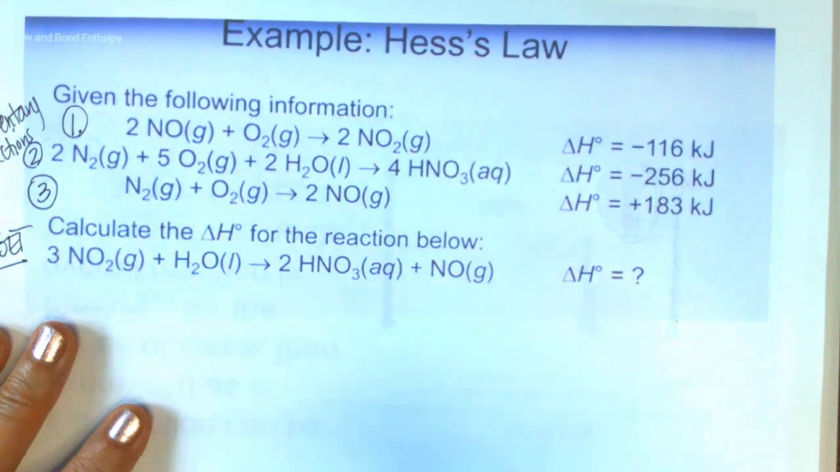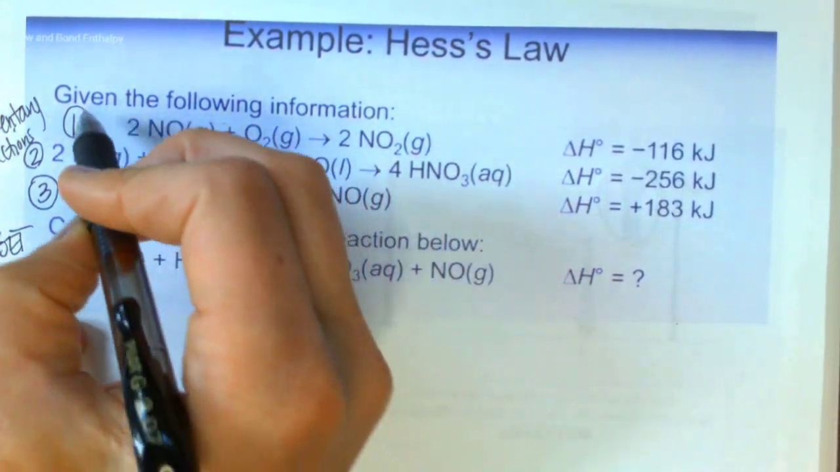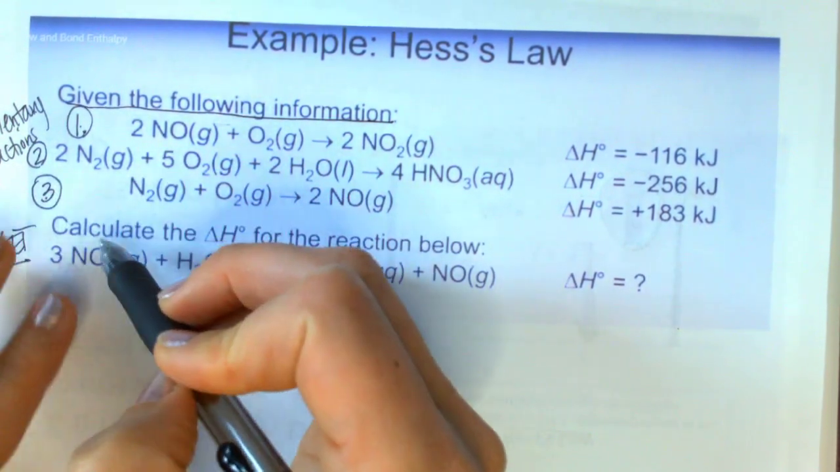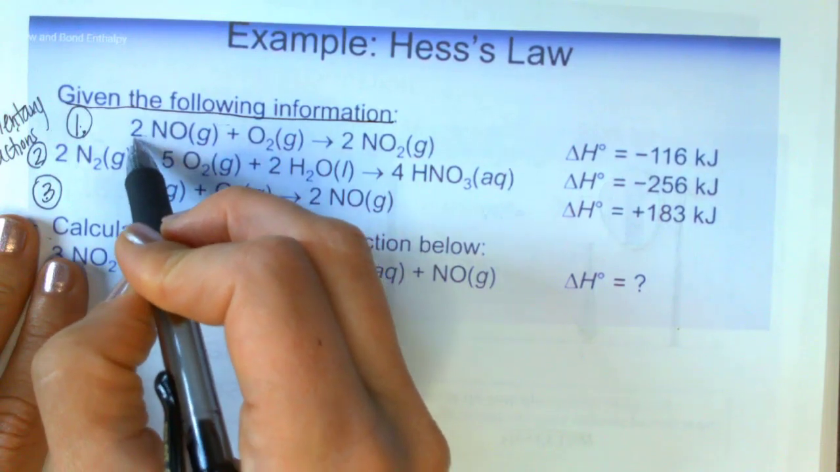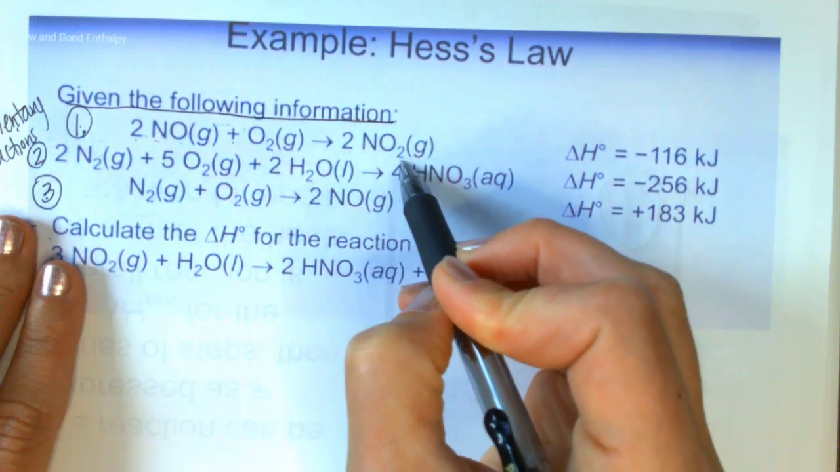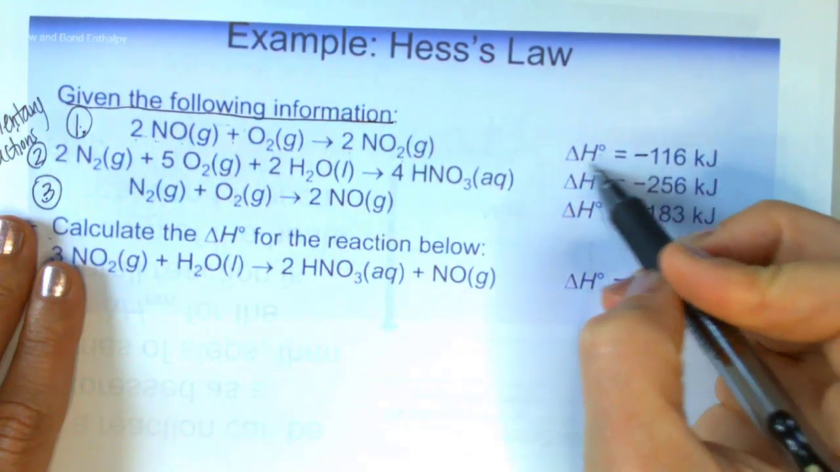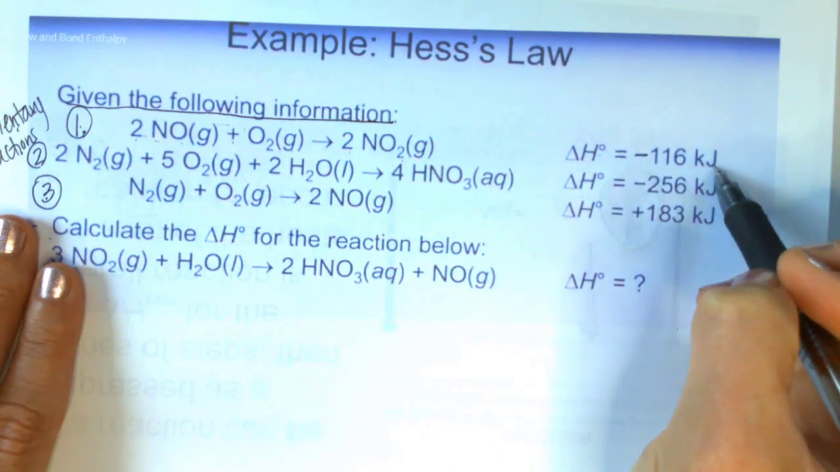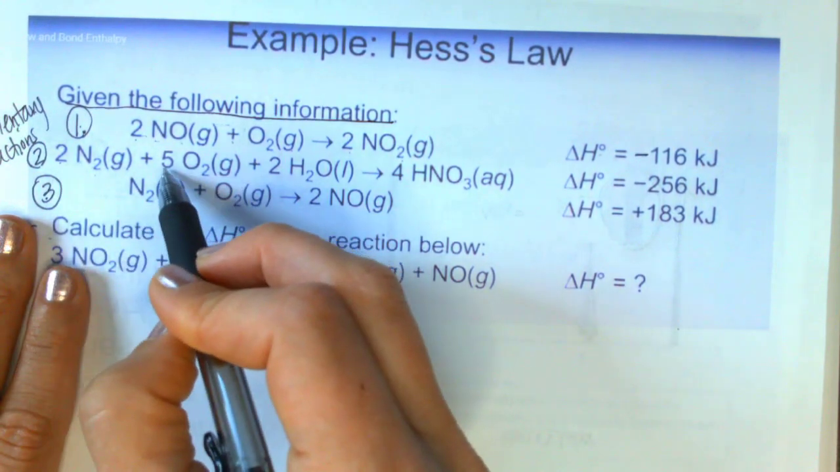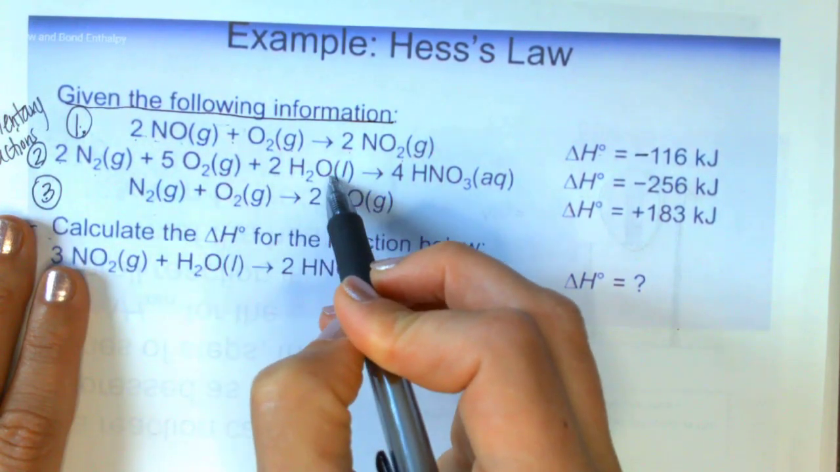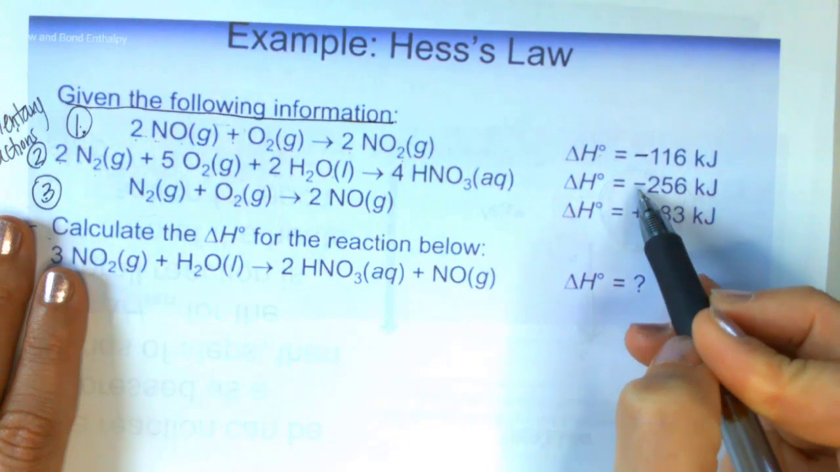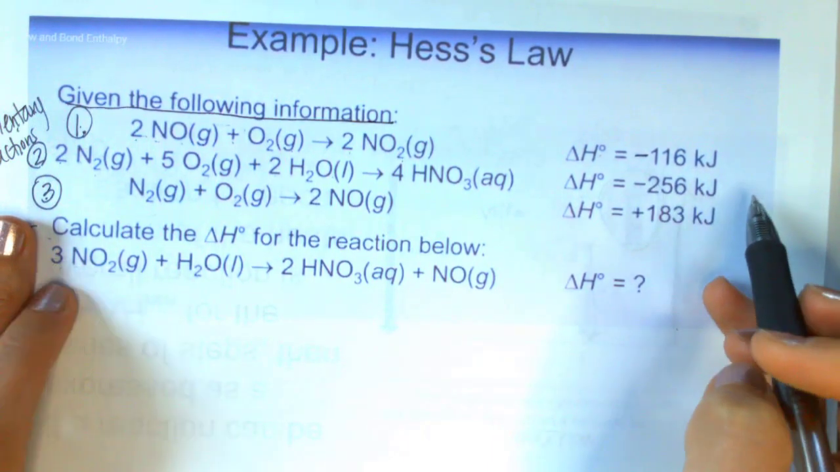Let's see if we can model an example of Hess's law. It's giving us this information. There are 3 elementary reactions. It says that 2 moles of NO gas plus 1 mole of oxygen gas create 2 moles of NO2. And that is an exothermic reaction that produces 116 kilojoules of heat. Elementary reaction number 2 says that 2 moles of N2 gas plus 5 moles of oxygen gas plus 2 moles of water create 4 moles of HNO3. Again, it's also an exothermic reaction, produces 256 kilojoules of heat.